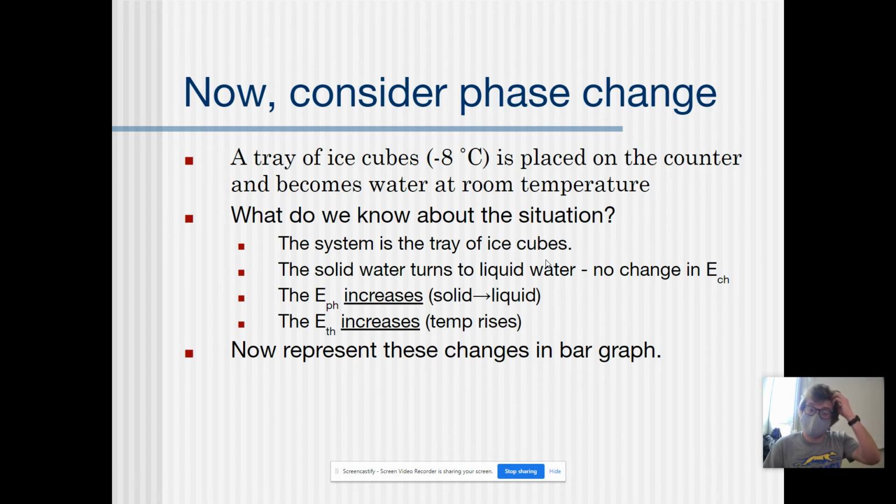To get us started, we want to think about the system, which is going to be our tray of ice cubes. The ice cubes themselves are the things that we're going to focus on. We know that the solid water turns into liquid water, so it's not an example of a chemical change. A little hint, none of the examples in this unit are going to be chemical changes. We're mainly focused on physical changes for now. If we think about the phase energy, we're going from a solid to a liquid, so our phase energy is going to increase. Also, the temperature is rising, so we're going to increase our thermal energy. So if you haven't yet, go ahead and pause and see if you can fill out what our energy bar chart would look like.